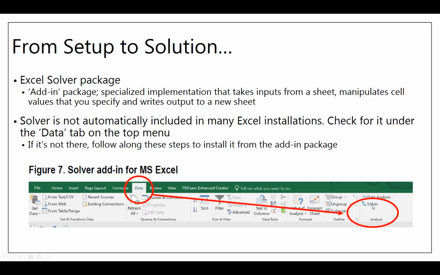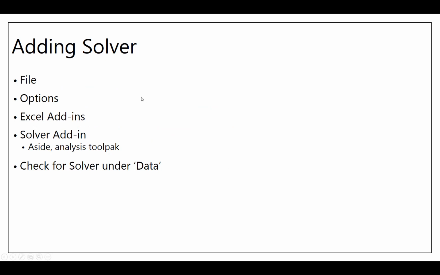If you don't see that, then we're going to have to do the steps to install it, and those steps are here. Go to File, then go to Options. Don't worry, I'm going to show you this. Go to Excel add-ins, go to the Solver add-in, and as an aside, you probably want to see if there's an analysis tool pack there, and grab that as well. And then check for Solver under Data to see that it actually did install. So let me switch over to the spreadsheet, and I'll take us through that.